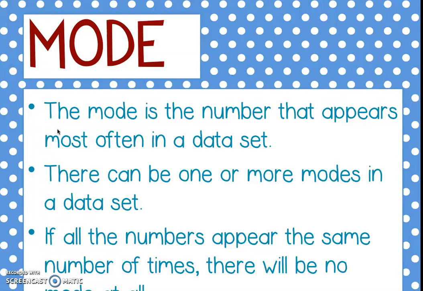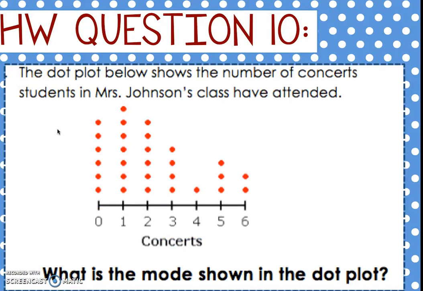So, the mode questions on your homework are a little bit further down. So we're going to skip to homework question number 10, and it gives you this dot plot, and the question says, the dot plot below shows the number of concerts that students in Miss Johnson's class have attended. What is the mode shown in the dot plot? So if we look at this dot plot, we are looking for the one that occurs the most, the data point that occurs the most.